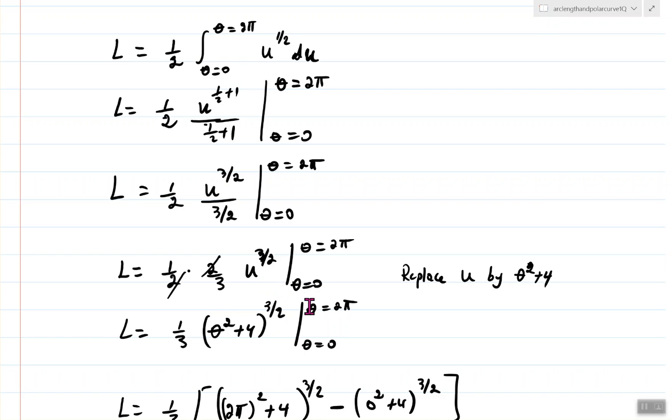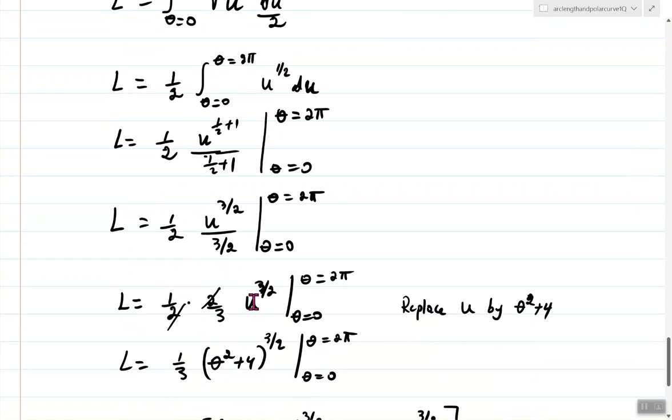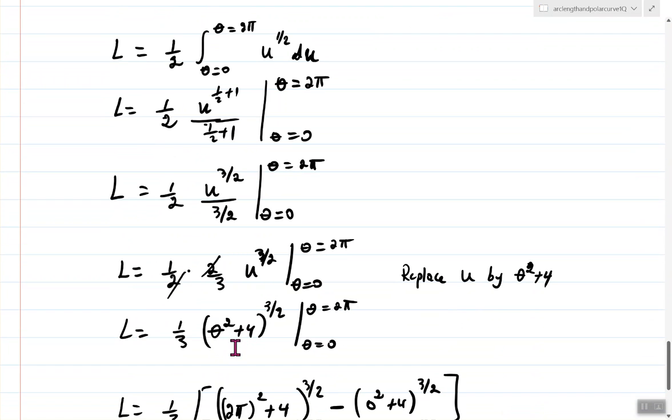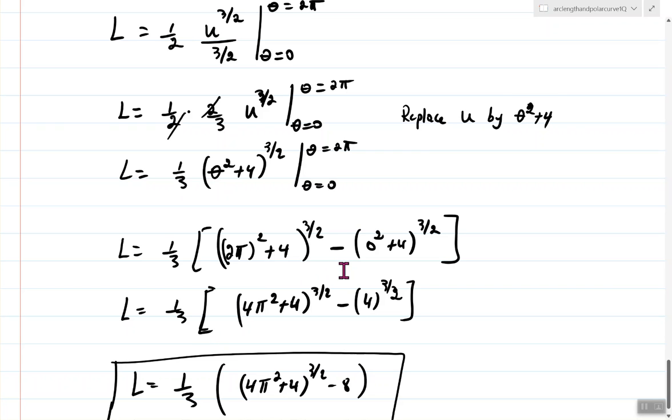So then you can go back and replace u by theta squared plus 4, because remember, we let u equals theta squared plus 4. So we bring theta back with that substitution. So theta squared plus 4 is u. So it's going to be quantity theta squared plus 4 all raised to 3 halves. Now we can evaluate at theta equals 2 pi and then theta equals 0, because we got theta back. So you plug in 2 pi for theta here first, and then a 0 for theta again in the same expression, and then you take the difference.